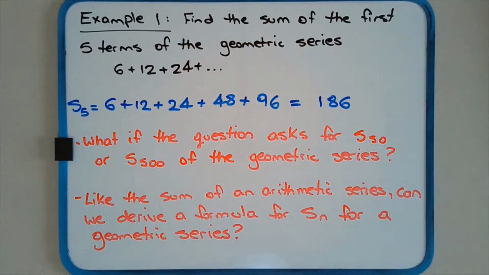Can we derive a formula for Sn for a geometric series? So following sort of in a similar pattern to an AP, can we do the same for a GP? Come up with a formula that, regardless of how many terms we're adding up, we can just apply and we are done? And of course we can.